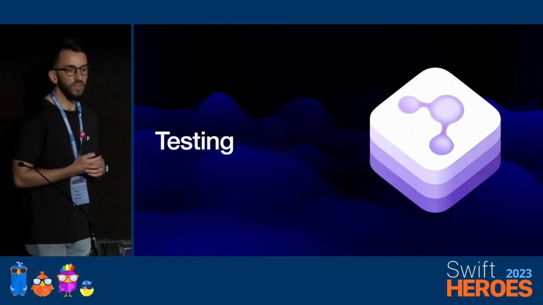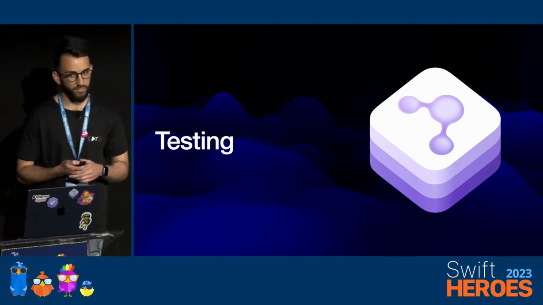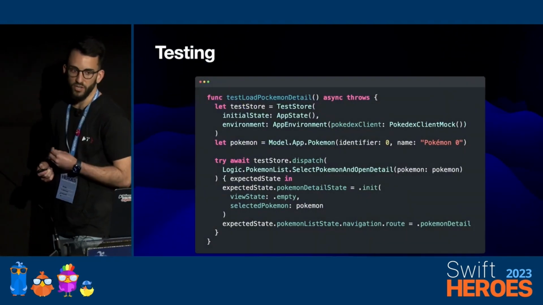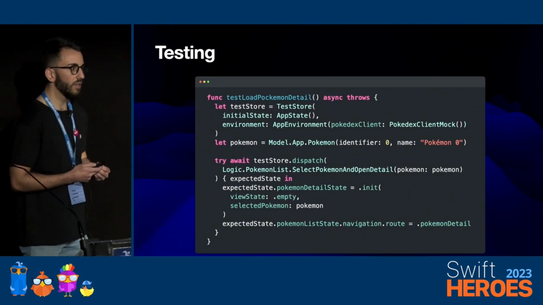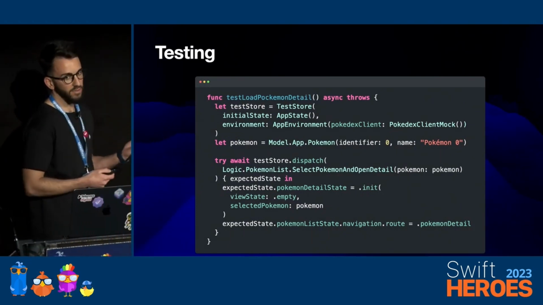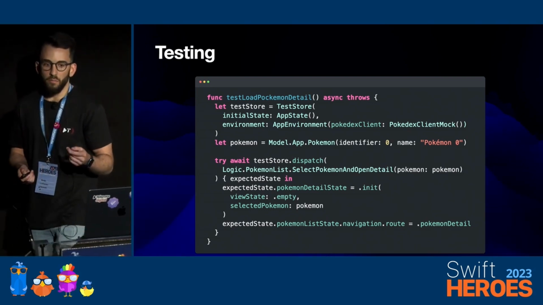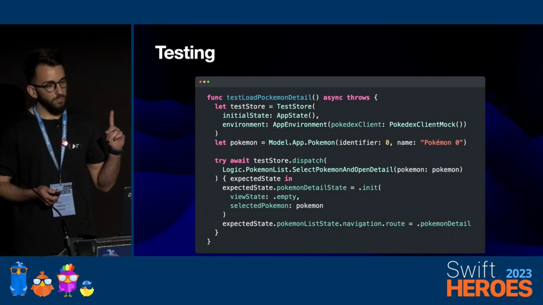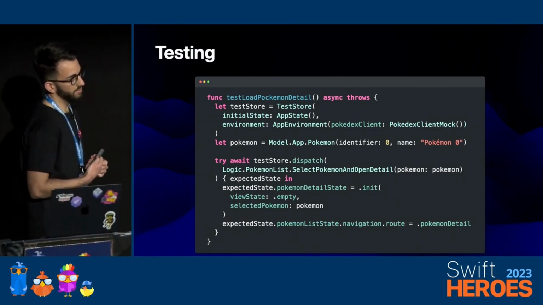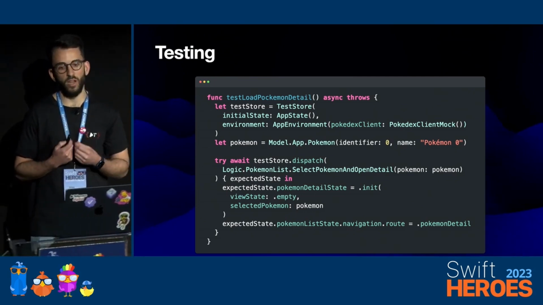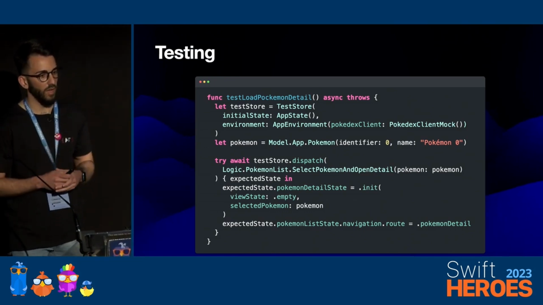Now, let's look at how to test the code using the Molecule architecture. To test our application with Molecule, we have implemented the test store, which contains app state and environment, like the store. But the dispatch function gets a closure parameter in addition to the side effect. This closure allows us to set the expected final state value.